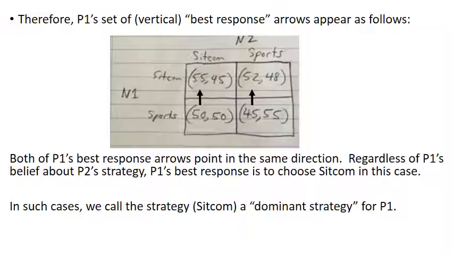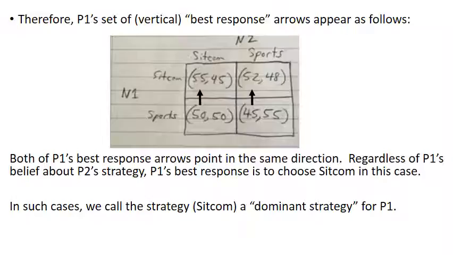Therefore, player 1's set of vertical best response arrows appear as follows. Both of player 1's best response arrows point in the same direction. Regardless of player 1's belief about player 2's strategy, player 1's best response is to choose sitcom in this case.